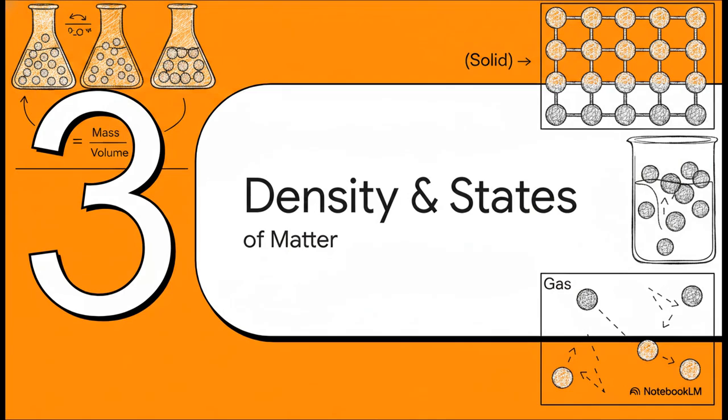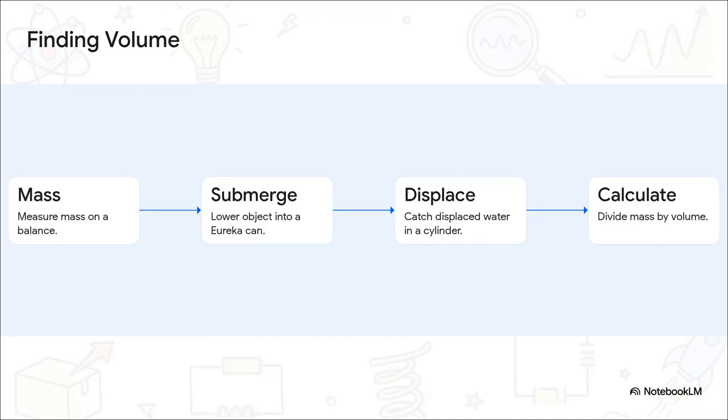Section 3. Density and states of matter. So density is really simply a measure of how compact the mass is within an object. The formula is straightforward. Density equals mass divided by volume. Finding the density of a neat, perfectly square block is easy with a ruler and a balance.